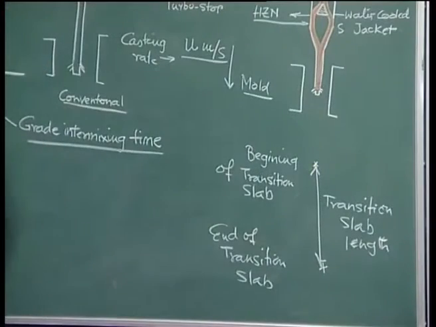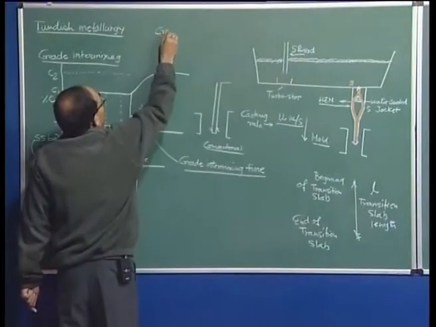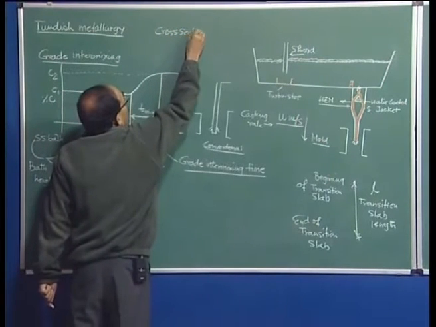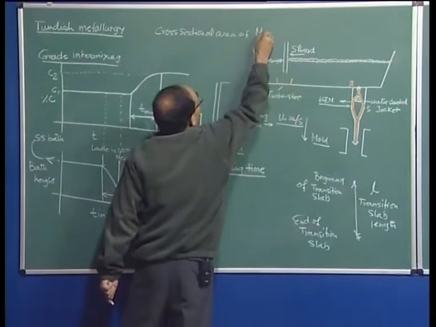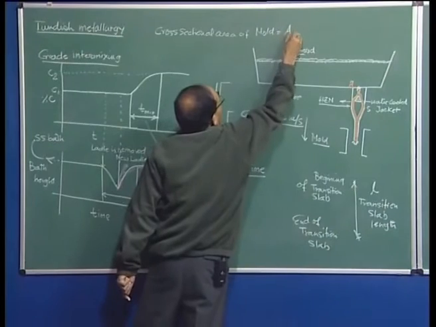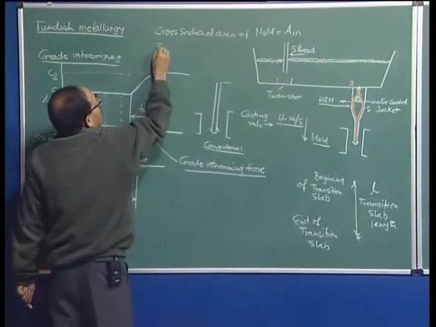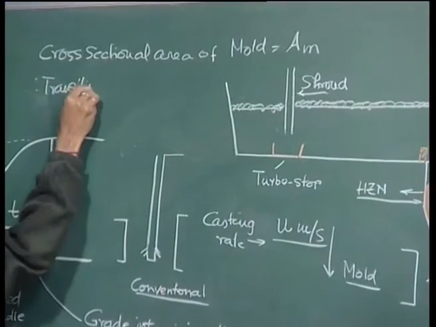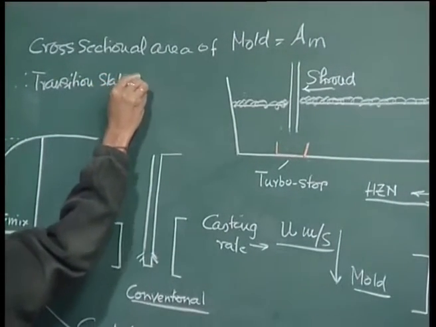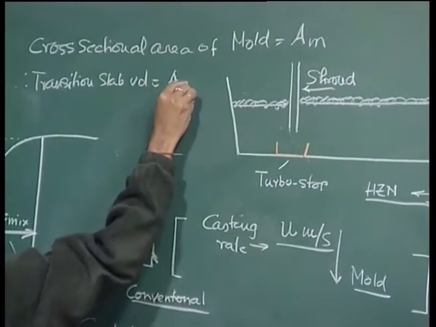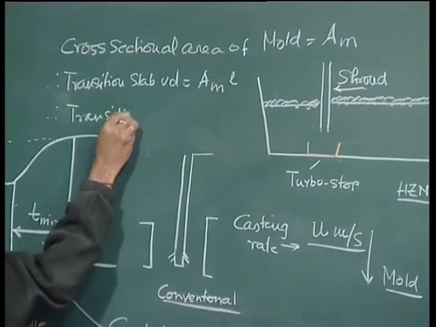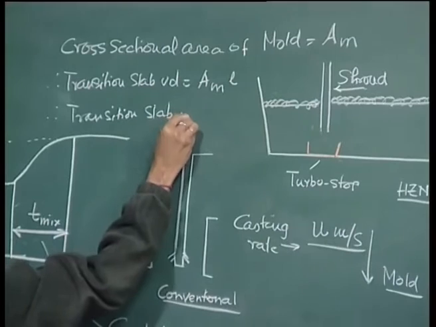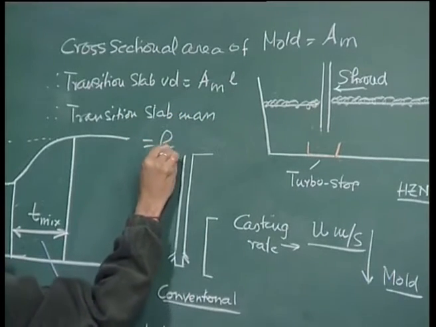And if I know the transition slab length L, and if I know the cross sectional area of the mold, suppose it is A sub m, in that case transition slab volume is equal to A_m times L, and transition slab mass is equal to rho steel times A_m times L.